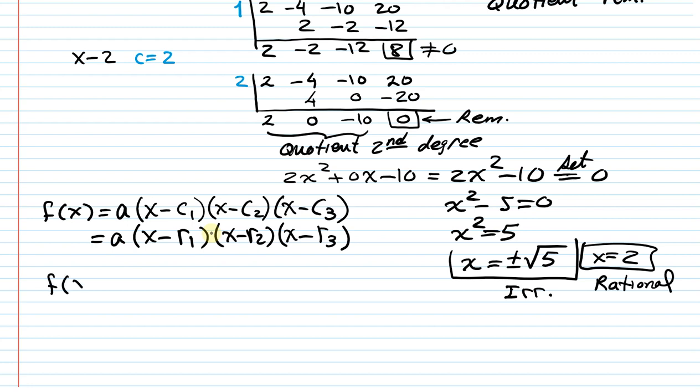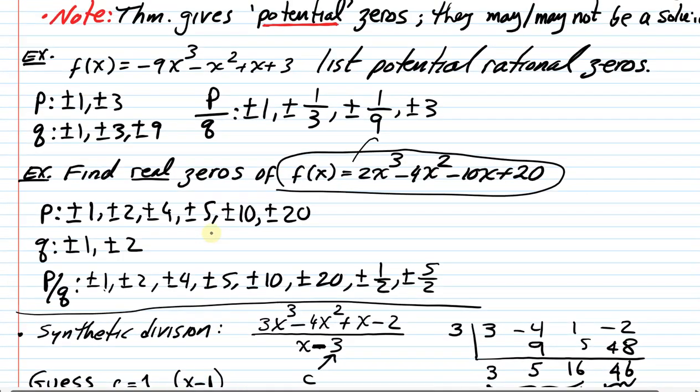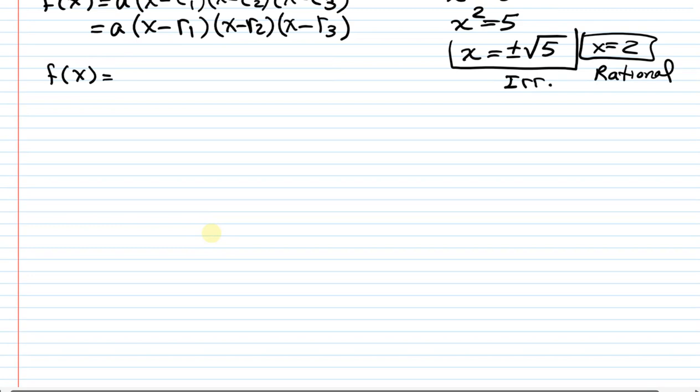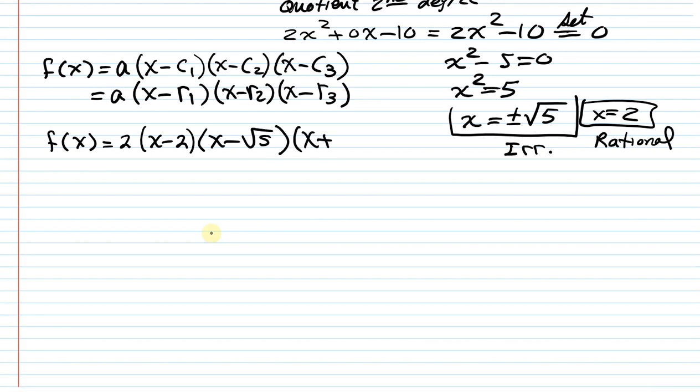Now finally, we can write the form. f of x is going to be a, the leading coefficient, which was up here. Again, it was a 2. Correct? So let's do that one. And that's going to be 2 times x minus 2, x minus square root of 5, and x plus square root of 5. All right. And there's the factored form.